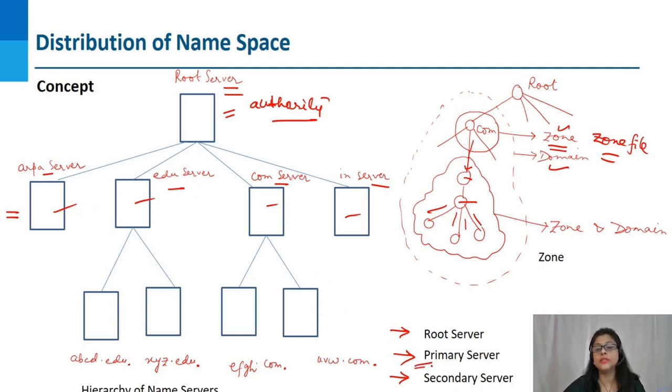Then we have the primary server. Primary server is the one which actually keeps the information about all other servers under its control. We have the secondary server. The secondary server is a duplication, or we can call it a redundant server in case the primary server fails. So the work of the secondary server is to pass on the information from other servers to the primary server, but it has no authoritative control to manage the other servers.